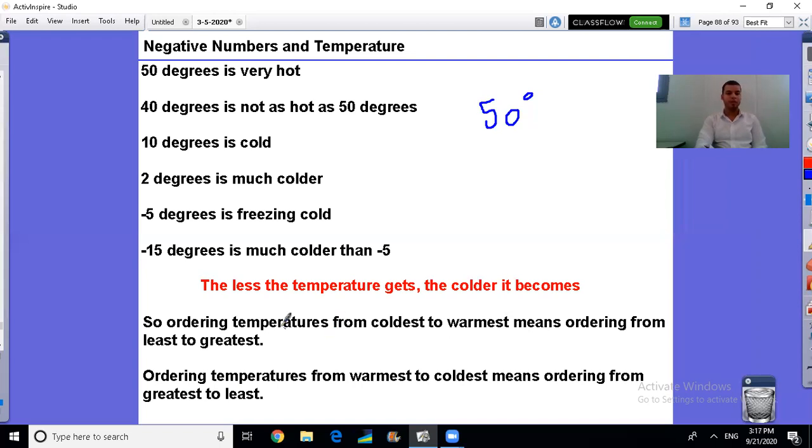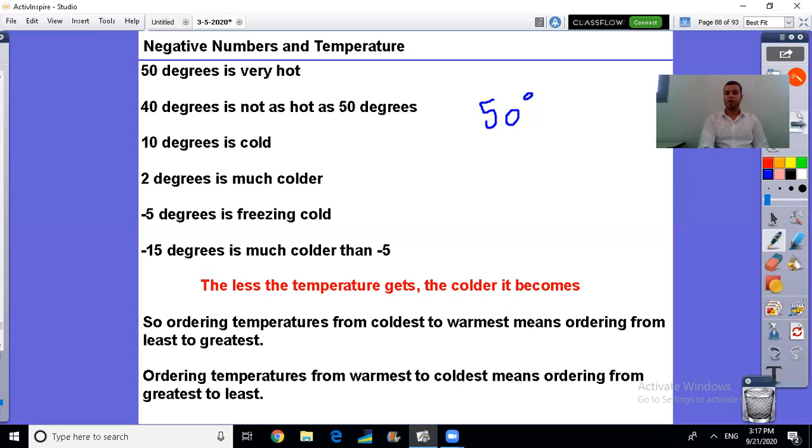This lesson is ordering temperatures from coldest to warmest. So from coldest to warmest, what does this mean? It means ordering from least to greatest. Cold is less than warm. All right, so ordering temperatures from warmest to coldest means ordering from greatest to least.